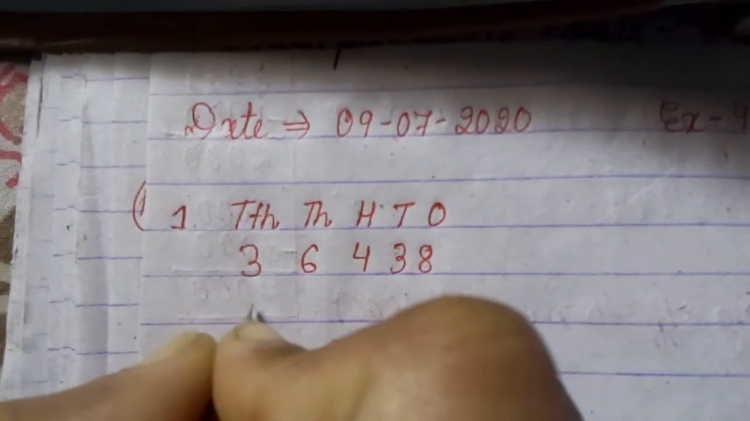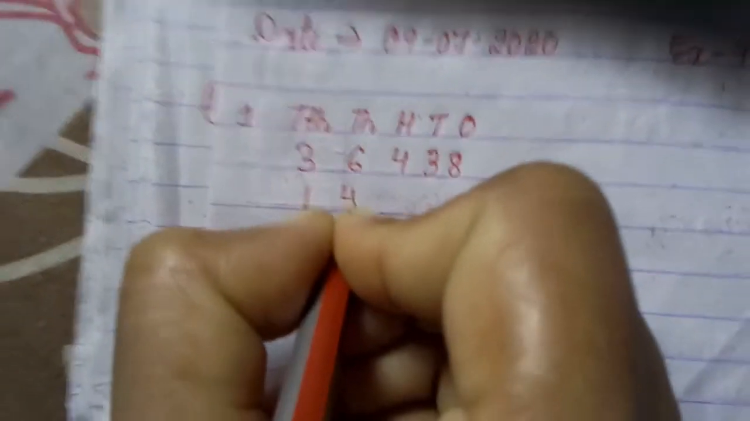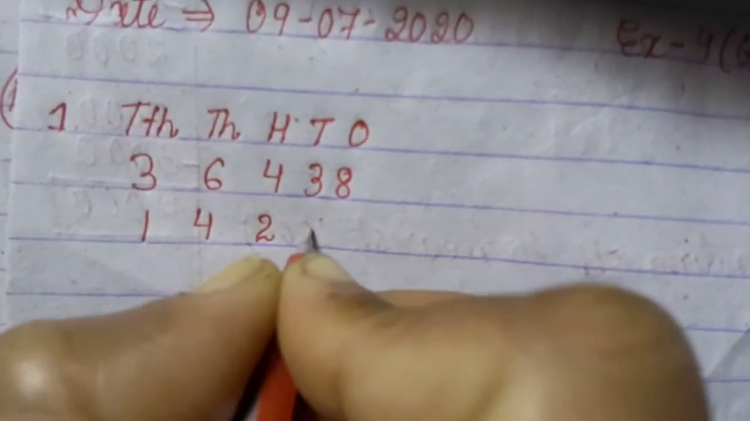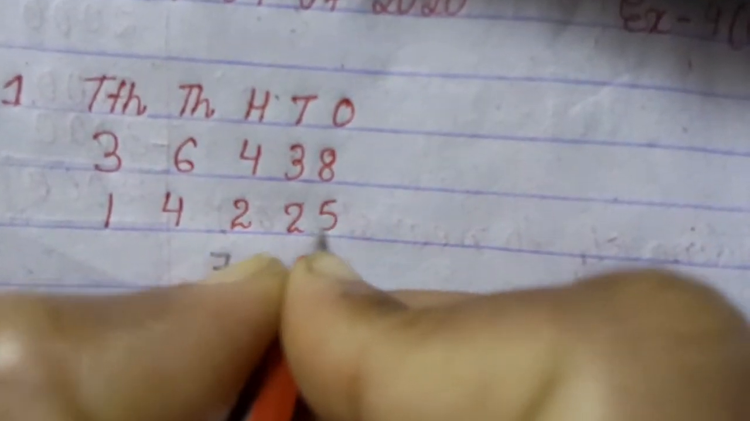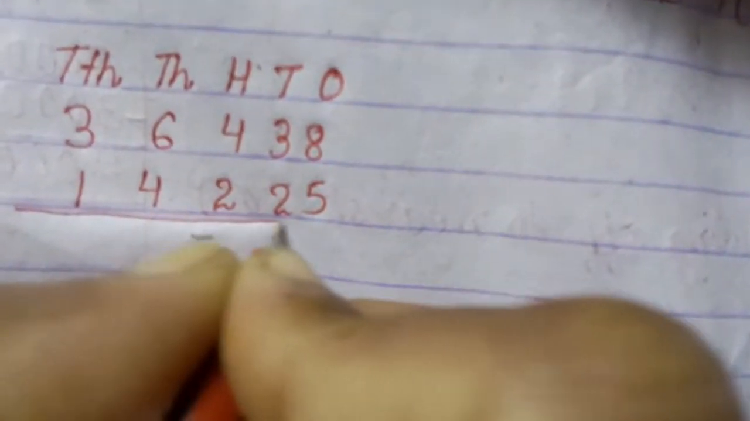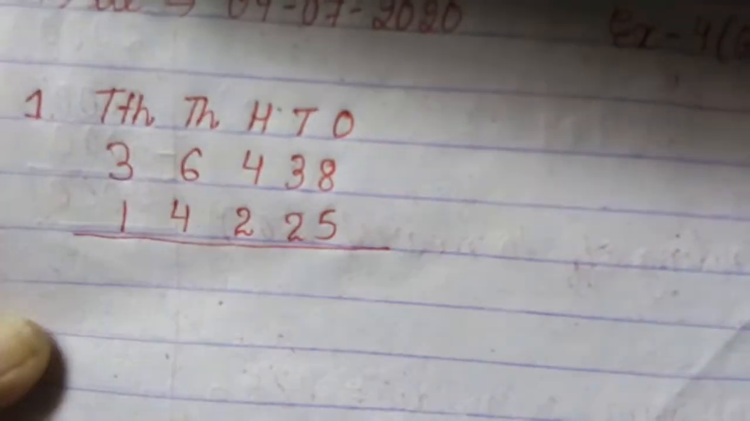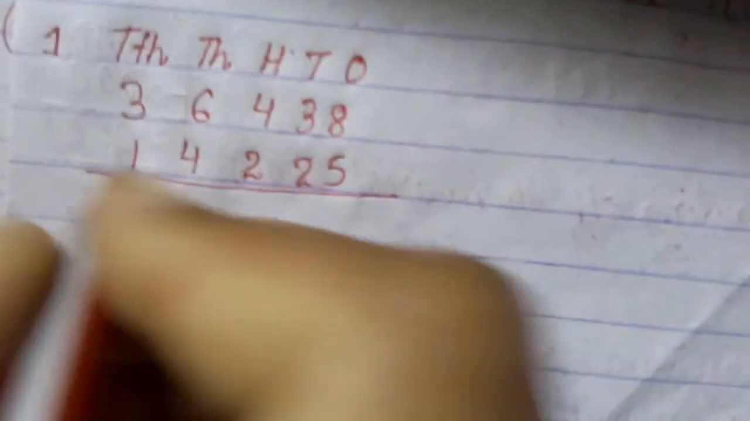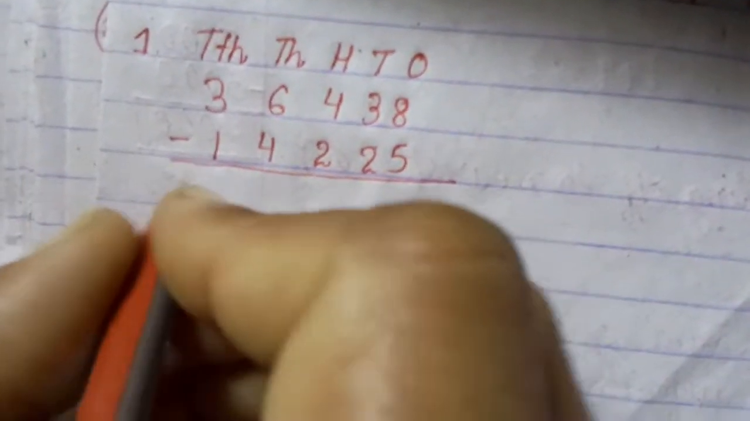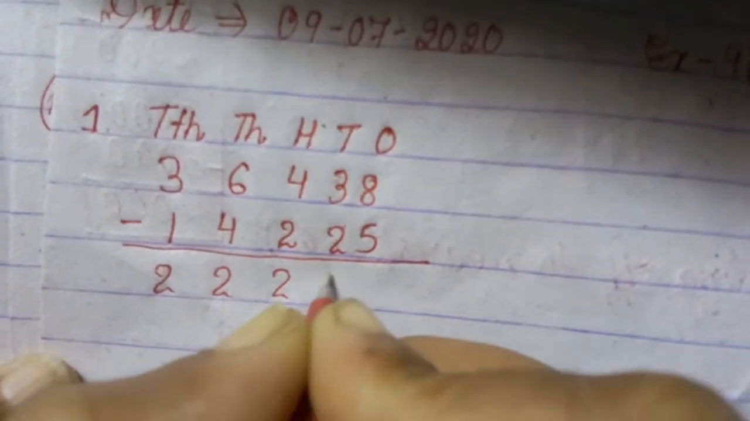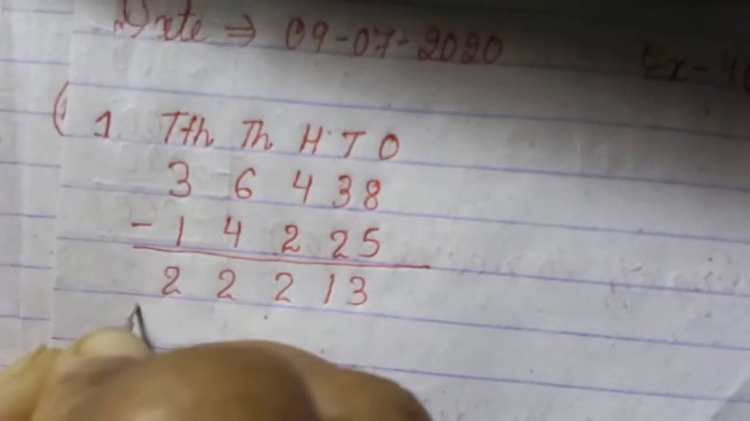36,438. Then 14,225. Now we will subtract. Here we can find 7. 7 is not there. Now as we have done the subtraction already, we will copy down the answers. So how will you do it?